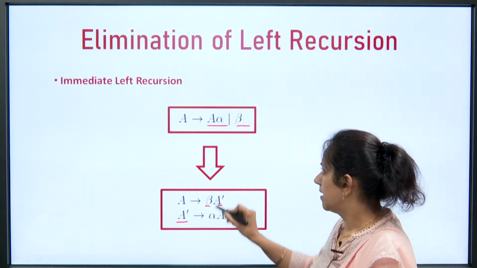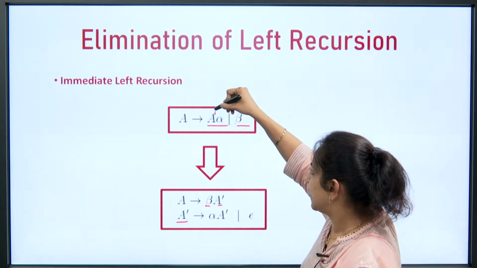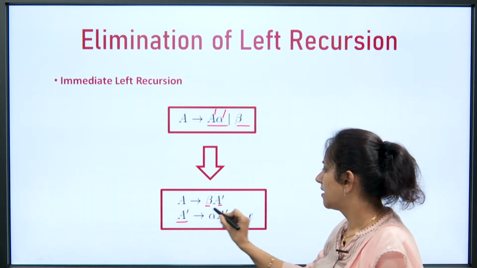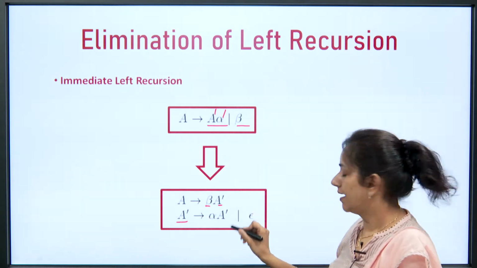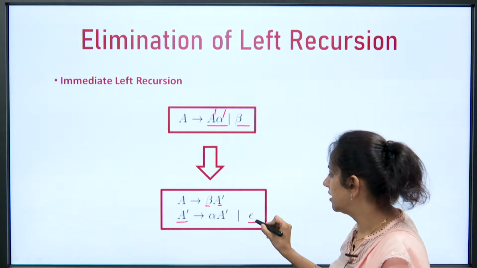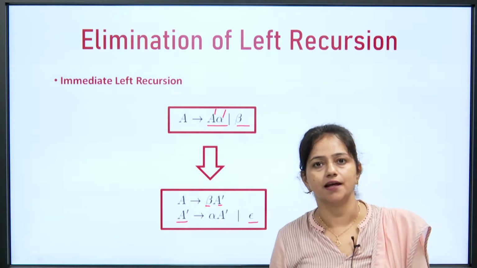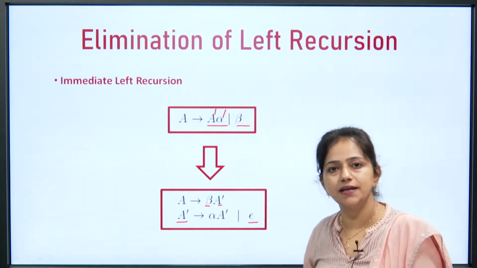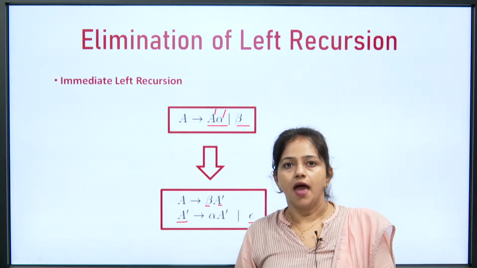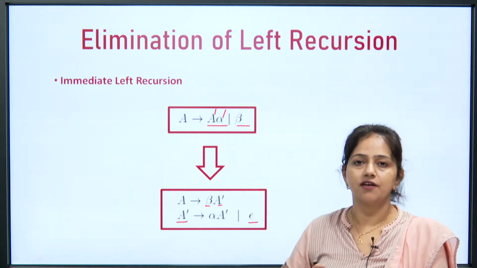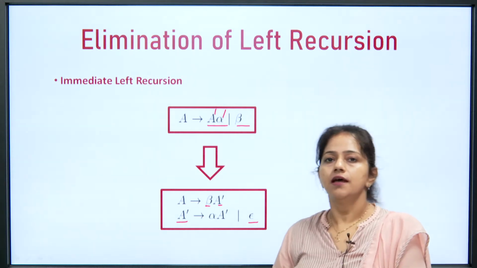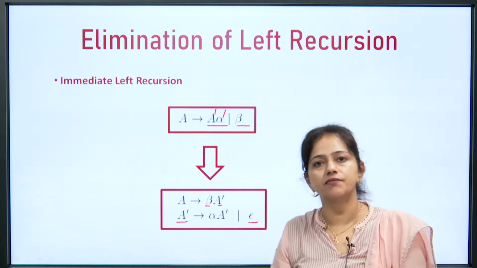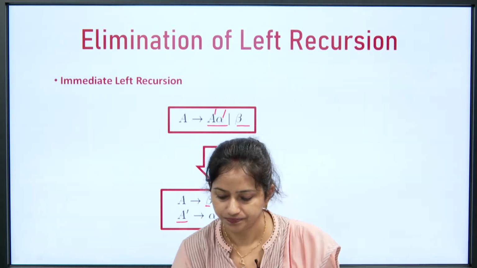After A prime we have alpha, so we write alpha and then concatenate A prime, and then we introduce a new alternate for epsilon. This is the version where we have eliminated left recursion. Because we are doing this transformation, the language accepted by this grammar and the language accepted by the original grammar will be the same.